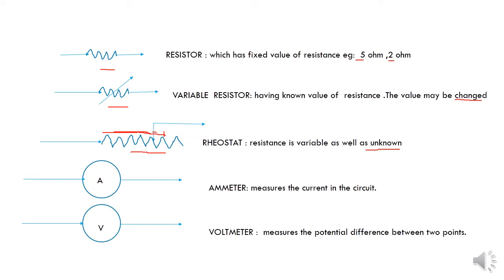This is an ammeter, with A. It measures the current passing in the circuit. This is voltmeter, V. It measures the potential difference in a circuit. Potential difference is always measured between 2 points, so it is connected between 2 points, that is a parallel combination. Ammeter is always connected in series in the circuit.